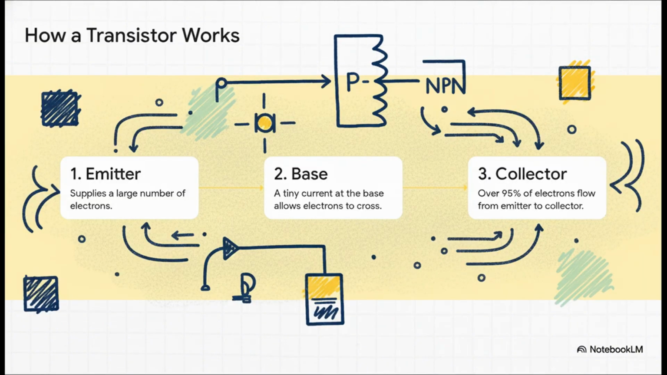And here's its superpower. A tiny, tiny current at the base can control a much larger one. Yeah, a little signal to the base just opens the floodgates, and a huge current rushes through.